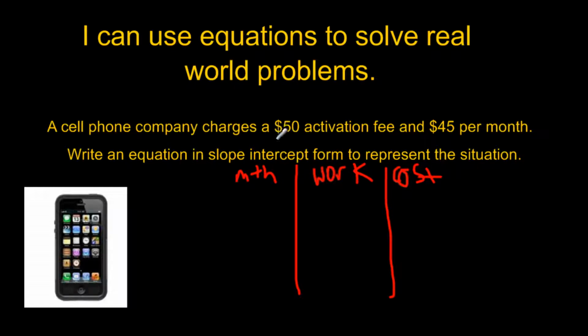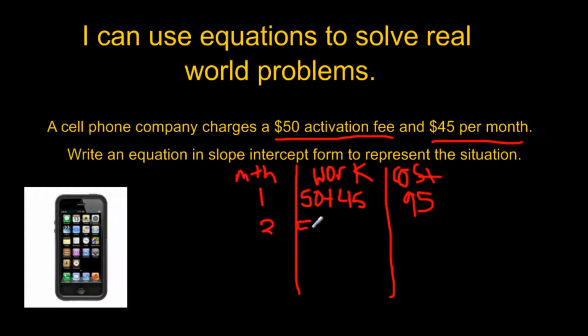A cell phone company charges a $50 activation fee and $45 per month. So if I have my phone for 1 month, it's going to be $50 to activate it plus that $45. And that's going to give me a total cost of $95. What if I had it for 2 months?